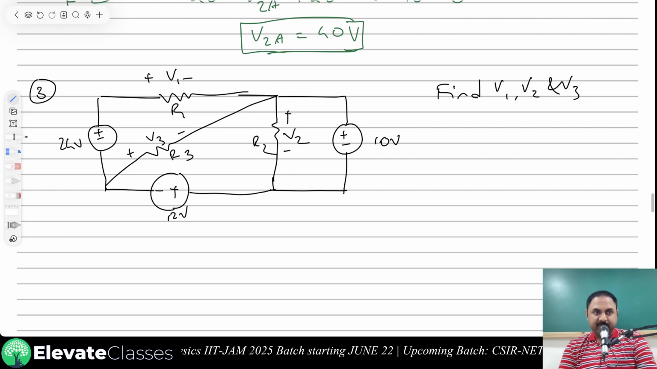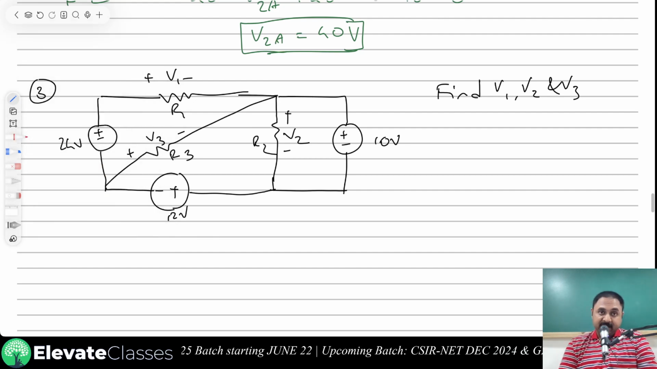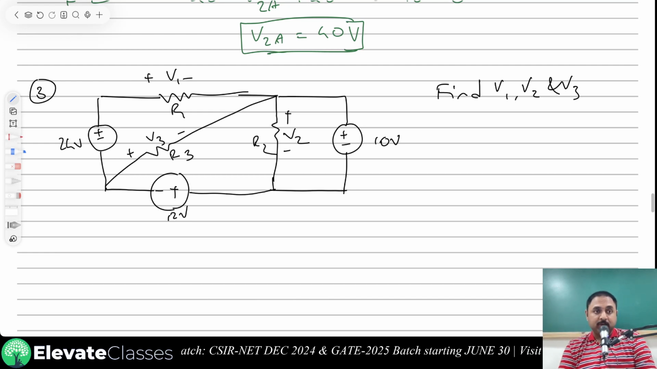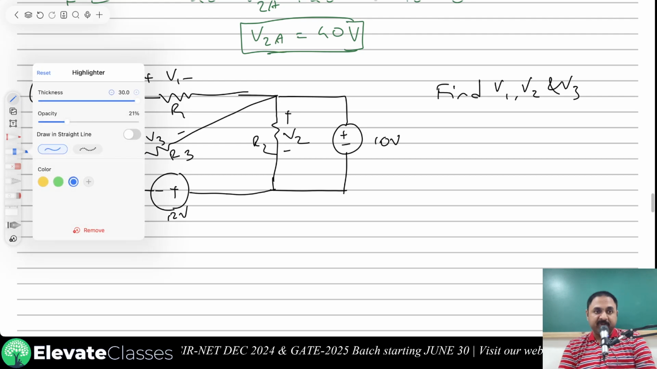Now let us try and apply KVL. We don't know the value of resistances. But they haven't told us to find out current, right? They just want this voltage. The voltage polarity is already marked, so we can just use it. The important thing is to choose the loop very wisely.